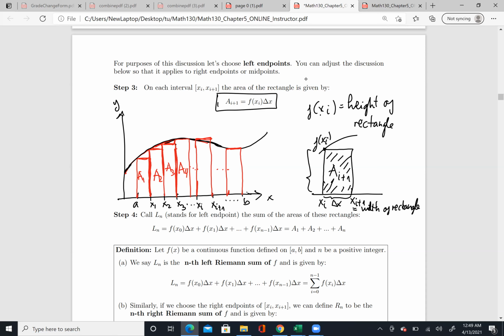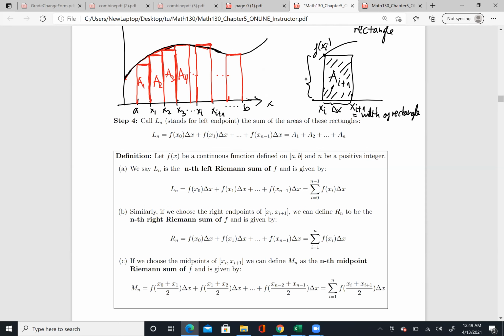Okay, so the definition. Let f(x) be a continuous function defined on [a, b], and n be a positive integer. Then we say L_n is the n left Riemann sum of f. L_n is given by f(x0) delta x plus f(x1) delta x plus dot dot dot plus f(x_{n-1}) delta x, which equals the sum of f(x_i) times delta x.